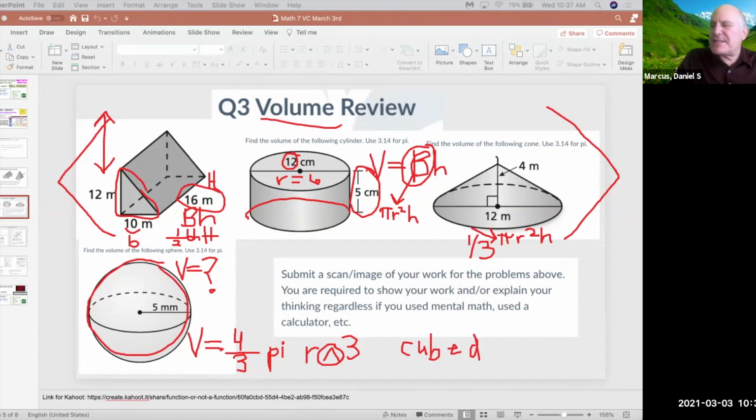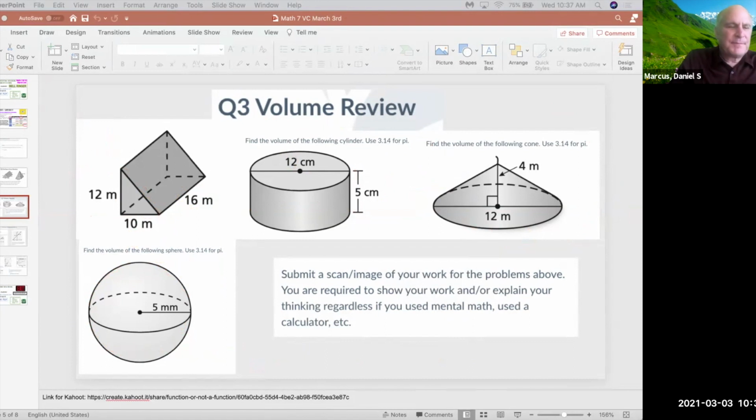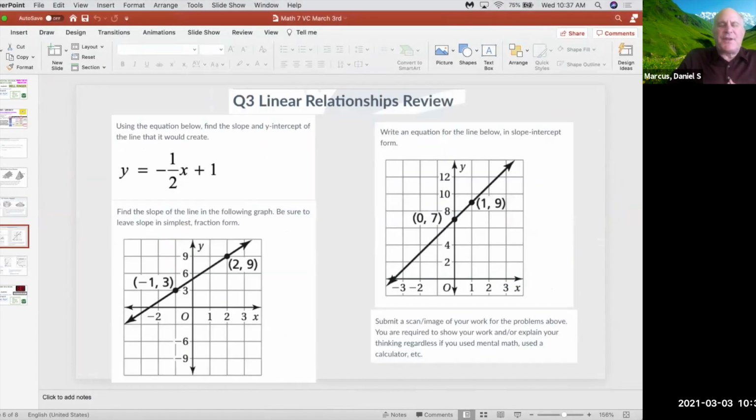Okay, so that was the second thing we learned this quarter, was volume. Okay, here's the third thing. Now, I'm not going to have you answer these right now, except for this question. How do you submit a scanned image of your work if you have equations or graphs? How are you going to submit a scanned image of your work?